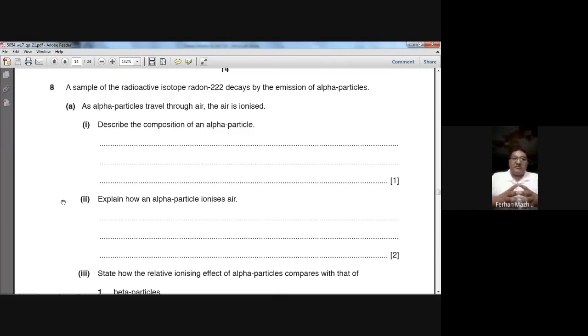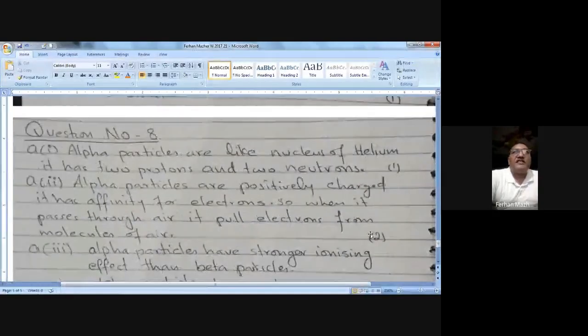They are purely a nucleus which has 2 protons and 2 neutrons. They are positively charged. These are the alpha particles. I have written this answer. On your screen, the A part is showing. Number 8, A part, first portion.